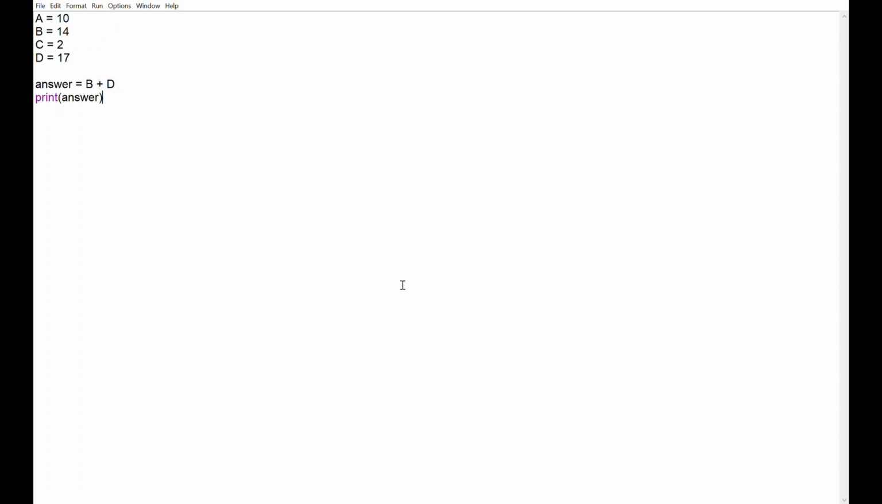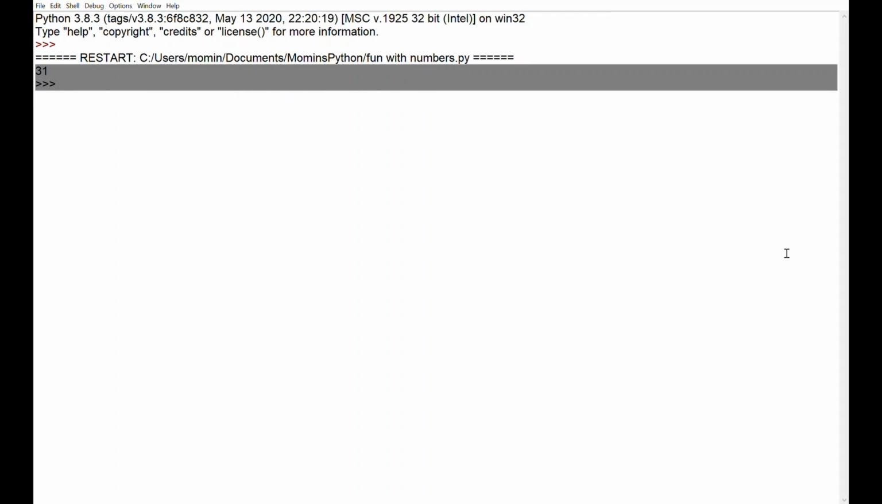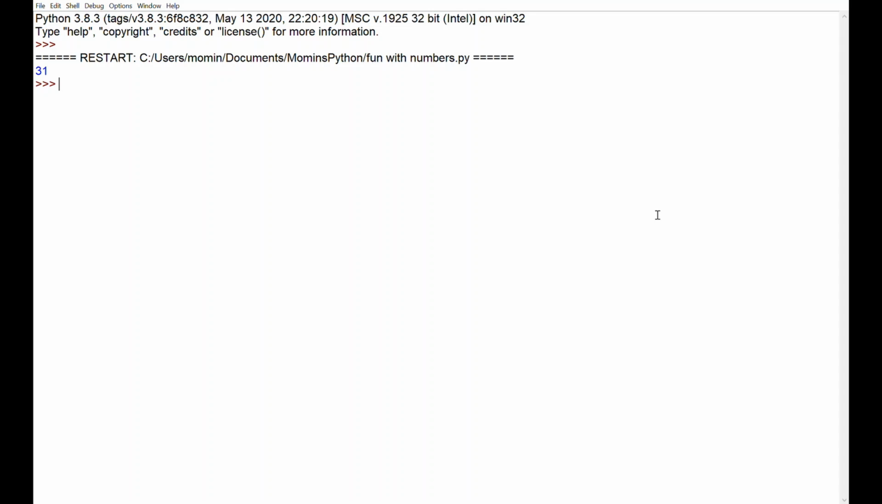Let me run it. I'll show you what came out of it. And you can see here 31 came out. Hooray, it worked. So that's good that 31 just came out, because that is actually the answer of 14 plus 17, and that's what we coded. So now we did addition.